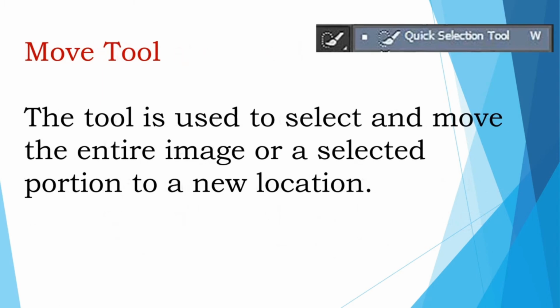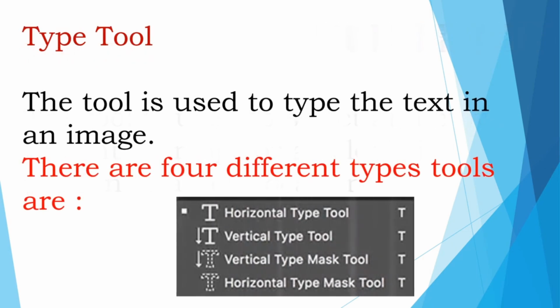Move tool. Move tool is used to select and move the entire image or a selected portion to a new location. Type tool. This tool is used to type the text in an image. There are 4 types of type tools: horizontal type tool, vertical type tool, vertical type mask tool, horizontal type mask tool.